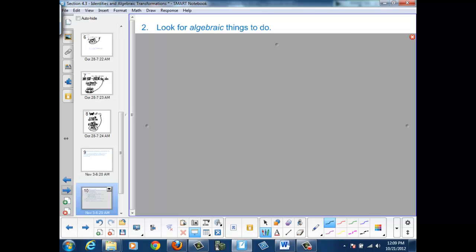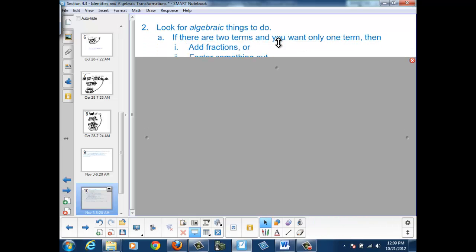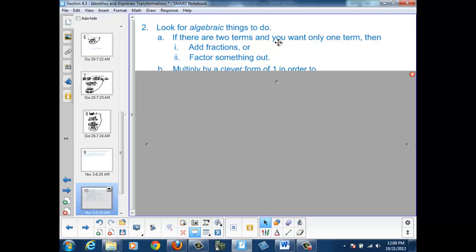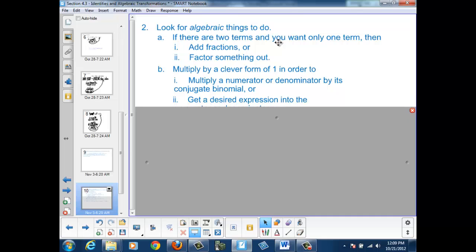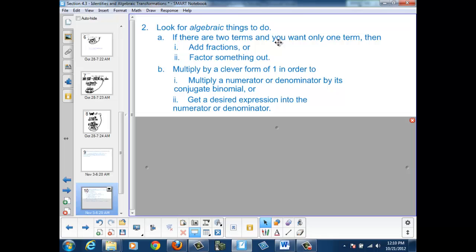Second, look for algebraic things to do. For instance, if there are two terms and you want only one term, then add fractions or factor something out. You can multiply by a clever form of 1 in order to multiply a numerator or denominator by its conjugate binomial, or so you can get a desired expression into the numerator or denominator, as we saw in the last example. Actually, the last example applied both of those ideas.